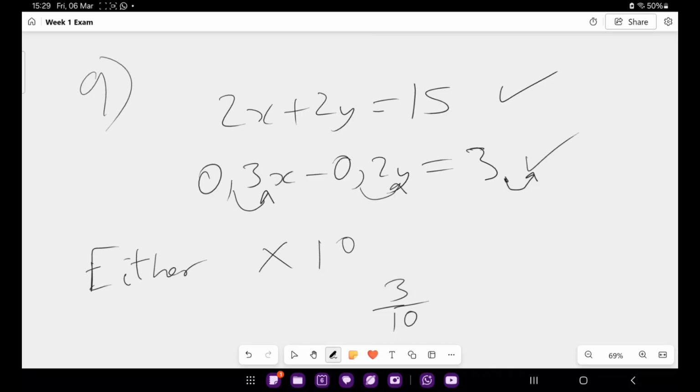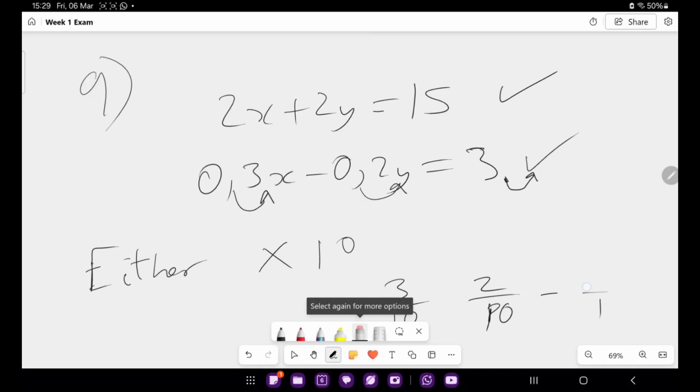So 0.3 becomes 3 over 10. Then 0.2 becomes 2 over 10. Then 3 becomes 3 over 1. And then we multiply everyone by 10, which is kind of the same thing, but it's different in terms of one way you change it to become a fraction, and the other way you just let it be a decimal fraction.